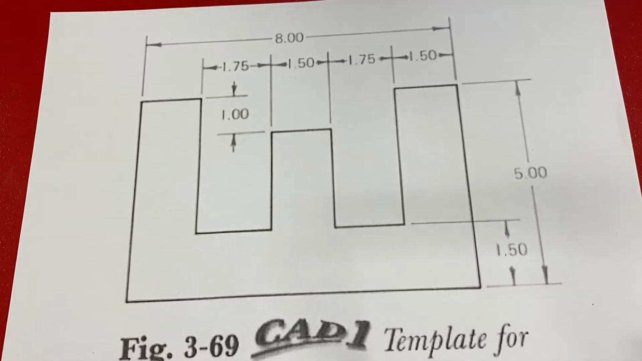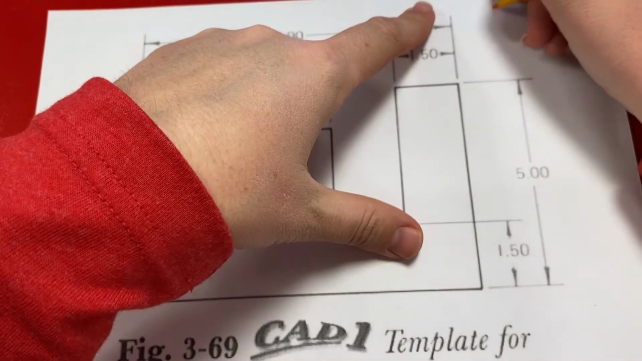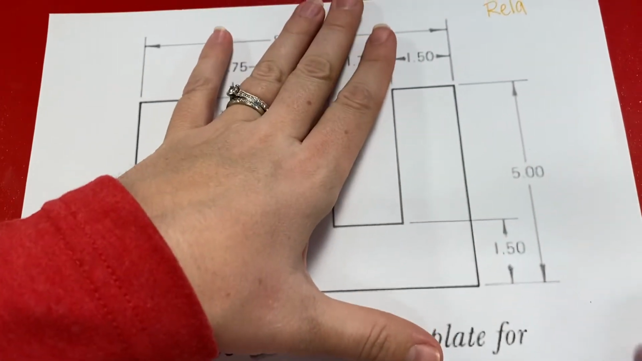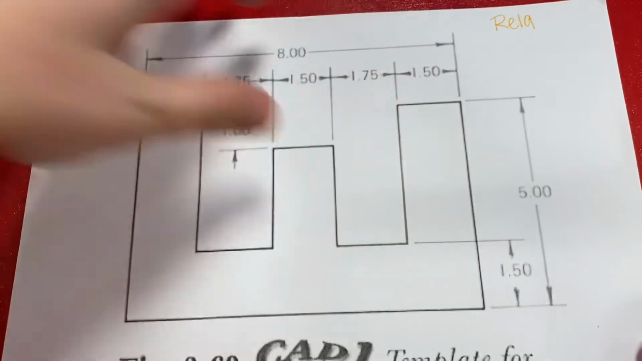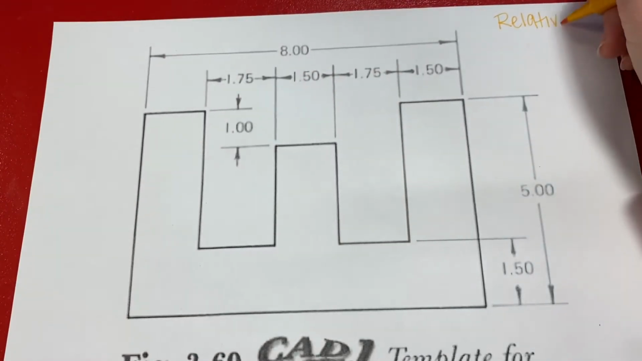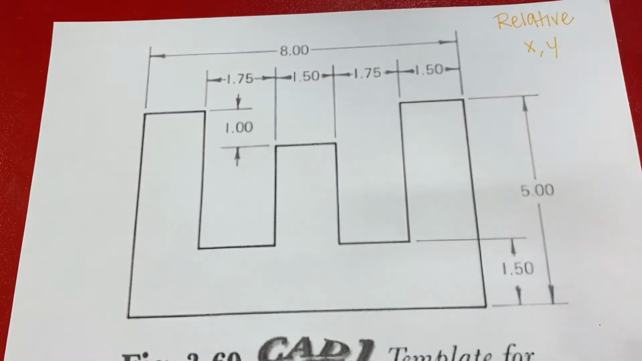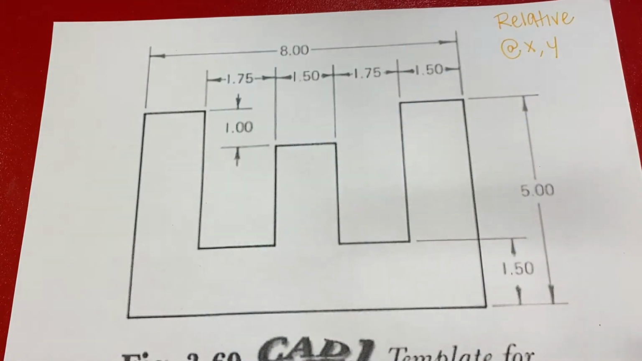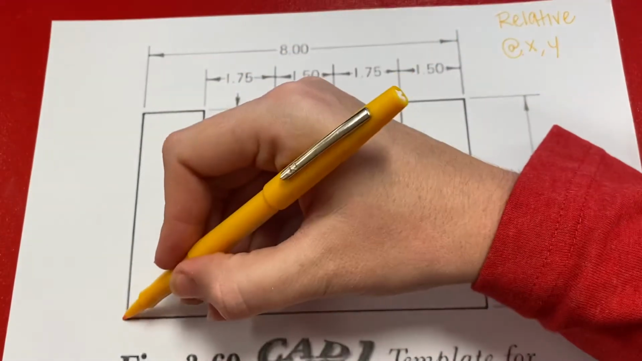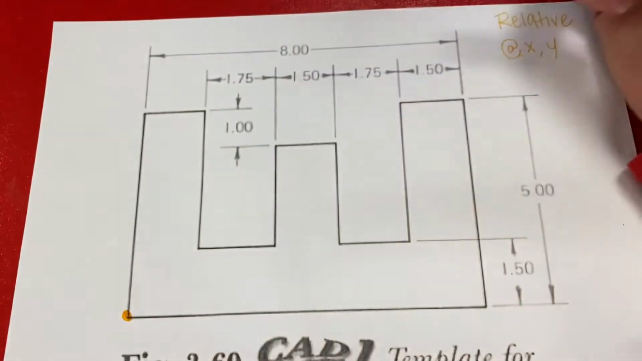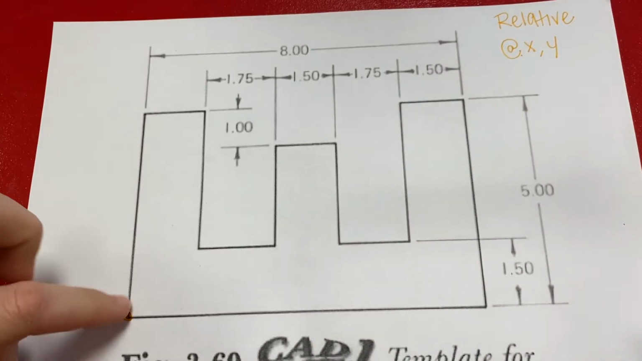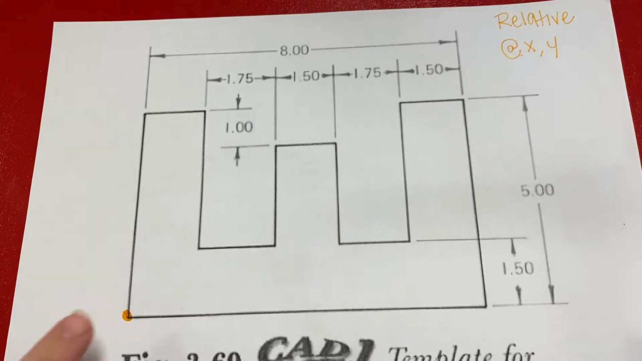Okay, now we're gonna mix it up and we are going to use what are called relative coordinates. A relative coordinate is still x comma y, but the difference is we add an at symbol in front of it. Now, the benefit of the at symbol is instead of counting from the origin each time, you count from its previous location.